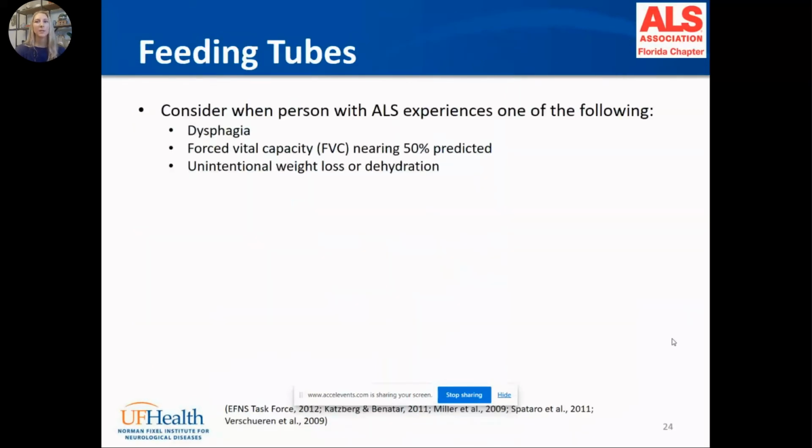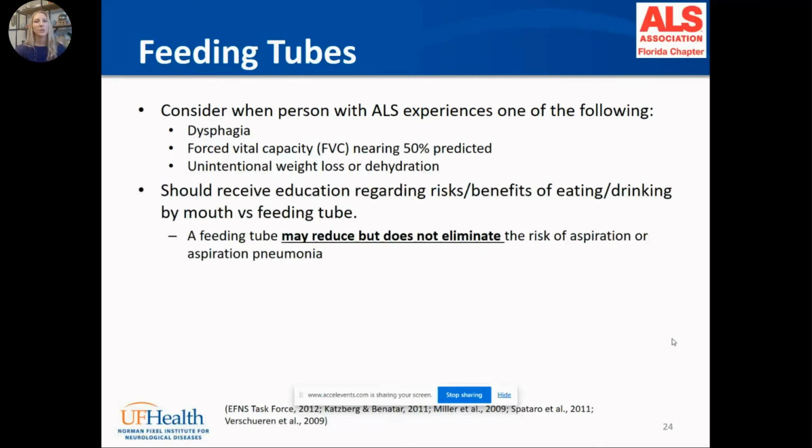So feeding tubes are another common topic that are discussed. So consider a feeding tube when someone with ALS starts to experience one of the following: dysphagia, forced vital capacity nearing 50% predicted, needs to be above that for safe placement of the feeding tube, and unintentional weight loss or dehydration. So there's certain things that you need to consider for a feeding tube, and those include risks and benefits of eating and drinking by mouth versus a feeding tube.